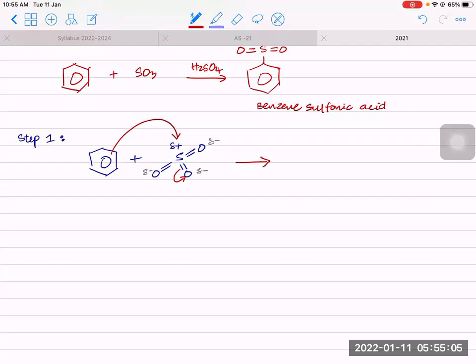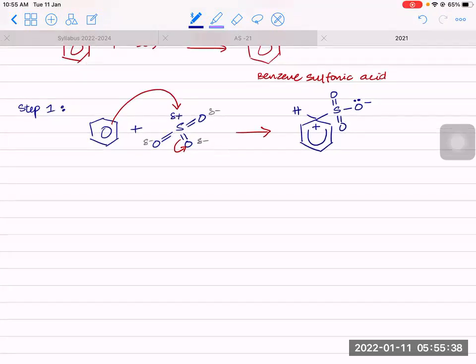Now, what will we get? So this is what we get. So you have this benzene with a broken pi ring with a 4-valent carbocation, where you have a hydrogen attached on one end, and you have S, double bond O, single bond O, and this O has gained the electrons, so it will have a lone pair with a negative charge. Yes, so this is what you have.